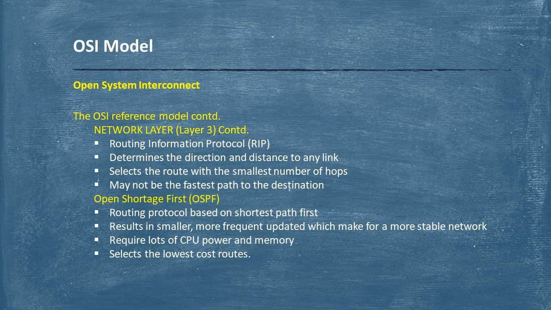It requires a lot of CPU and memory. That is one drawback. However, efficiency is high. It selects the lowest cost route. It depends; it is expensive if it is going to be traveling a long distance. That is network consumption, bandwidth.